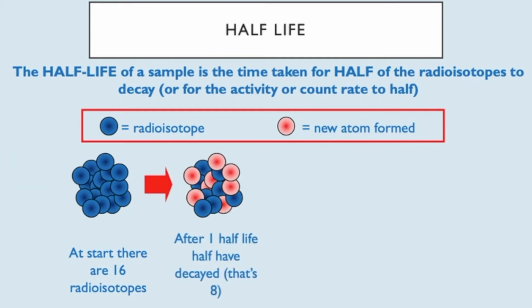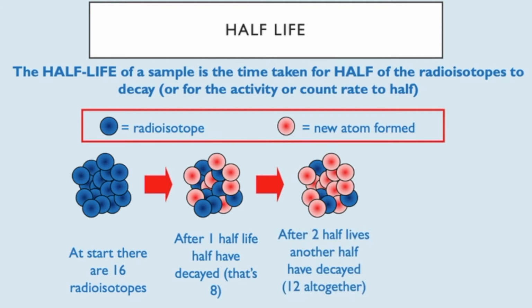And after a certain amount of time, in fact one half-life, half of them have decayed. So half of them have given off radioactivity, a new element has been formed, and the new atoms that are formed are stable, and the 8 that are left are still radioactive. After another half-life, so now we're up to 2 half-lives, another half of them have decayed, so half of 8 is 4, so altogether there's 12. So I'm left now with 4 of my original 16 that haven't decayed, haven't given off radioactivity, and 12 have, and they've turned into something new that is more stable.